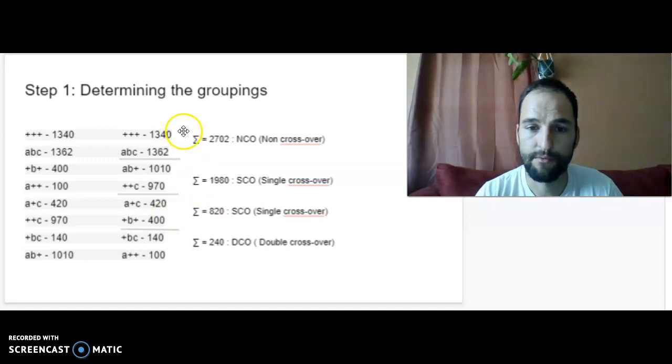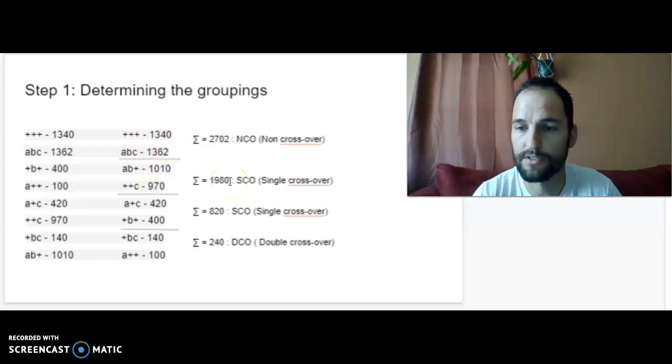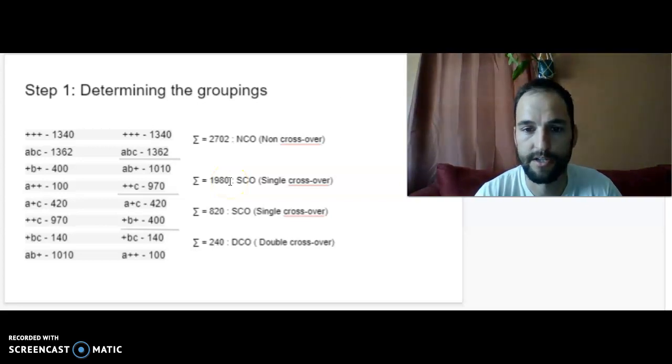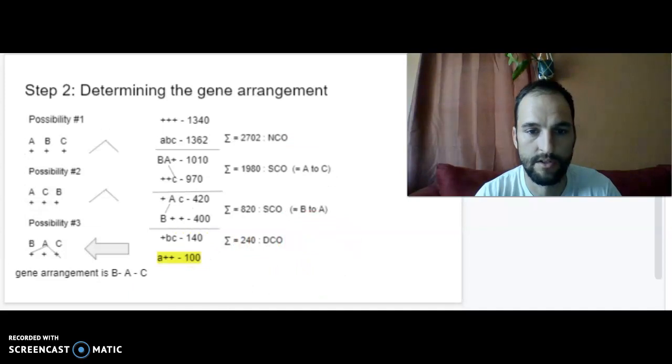Another thing we've done here is take the sum of each of these groups and add them together, because we'll need those numbers for further calculations. Here we have them designated as non-crossover, single crossover, and double crossover with the associated values.